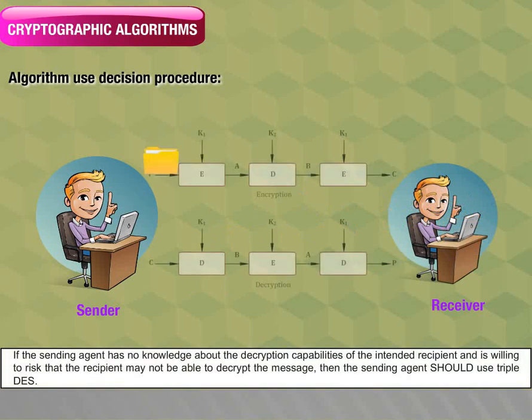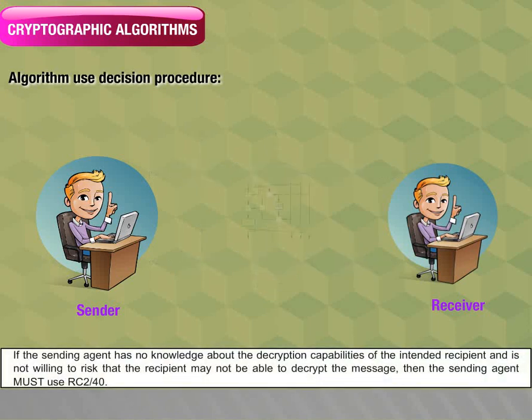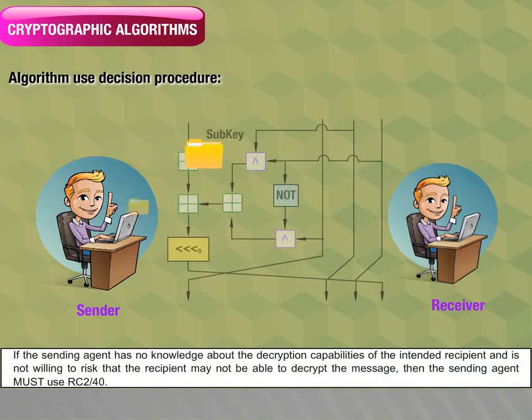If the sending agent has no knowledge about the decryption capabilities of the intended recipient and is willing to risk that the recipient may not be able to decrypt the message, then the sending agent should use DDES. If the sending agent has no knowledge about the decryption capabilities of the intended recipient and is not willing to risk that the recipient may not be able to decrypt the message, then the sending agent must use RC2 or 40.